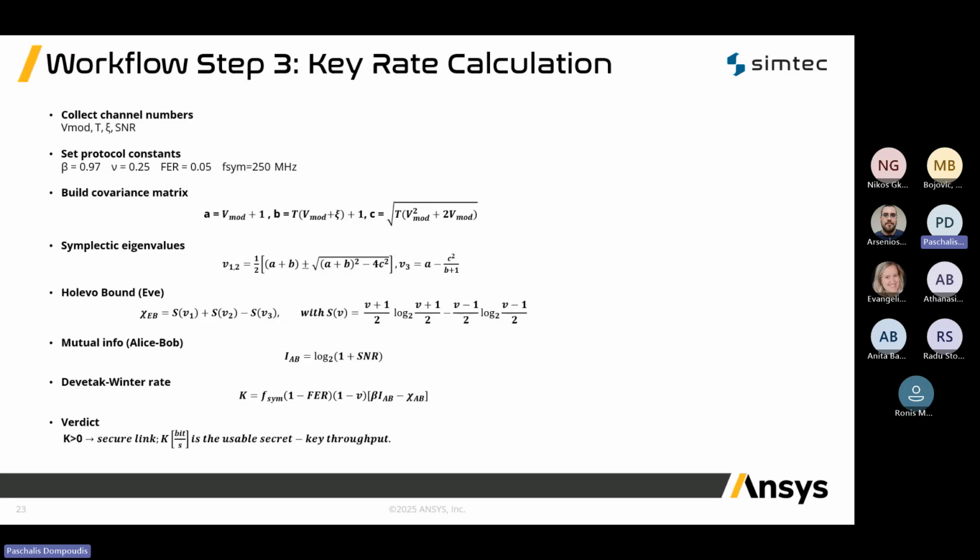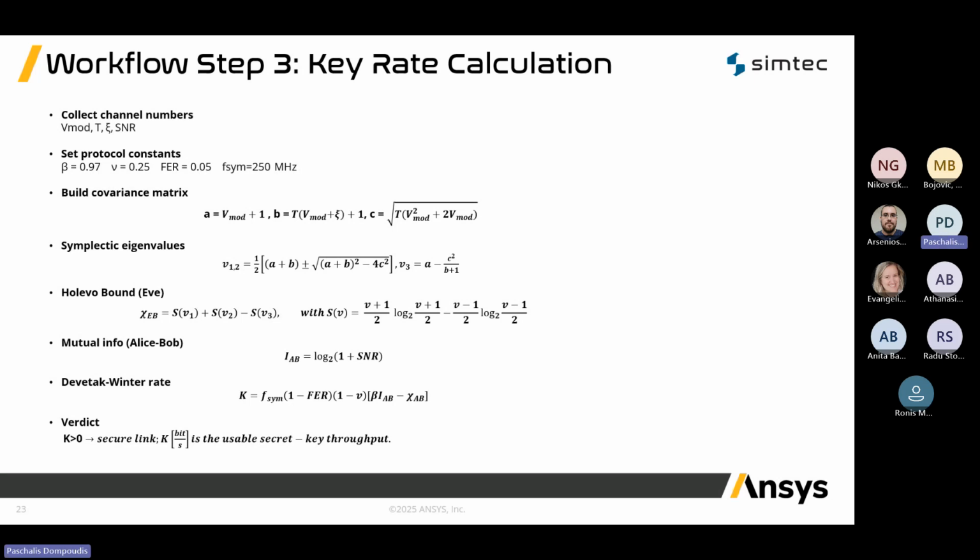First of all, we have three physical parameters, V mod, transmissivity, and Xi, and we can define a Gaussian covariance matrix from them. In compact form, this matrix depends on three scalars. We have A, and you can see how we can calculate B and C. Now diagonalizing that matrix gives us two global eigenvalues, V1 and V2, which describe the joint Alice and Bob state. And we also have a third eigenvalue, V3, that describes Bob's state after the heterodyne detection.